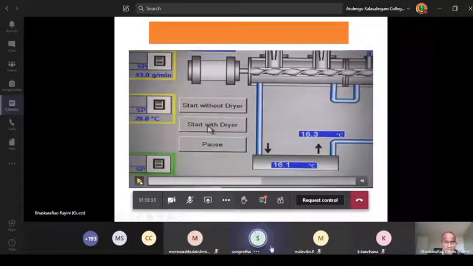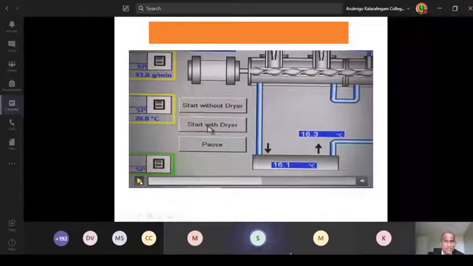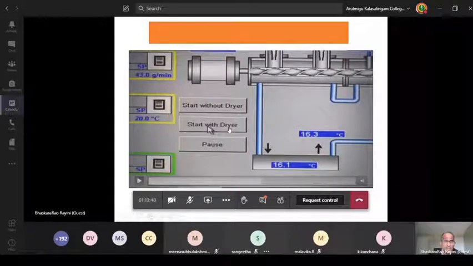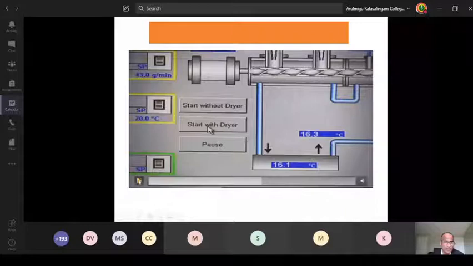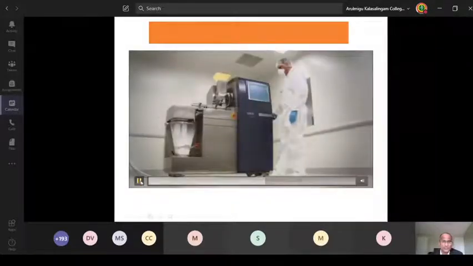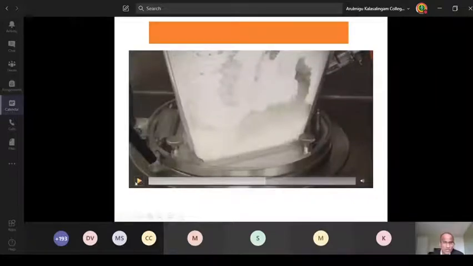Once the high shear granulation step is completed, it goes automatically to the dryer. The drying process is going on. So this is a continuous process manufacturing.